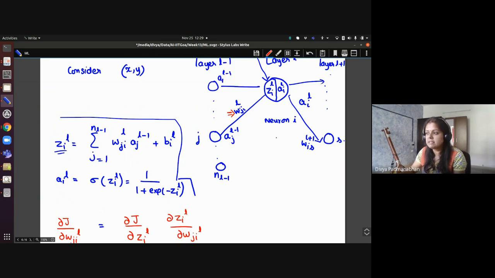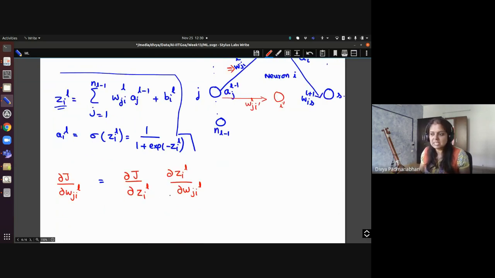Okay, if you have some other neuron here, you're going to have another weight. So something else here will use WJ. If this is neuron I dash, this is going to be WJI dash L. Okay, so WJIL only plays a role in the computation of ZIL, and so you can do this. Okay, so this is the chain rule.